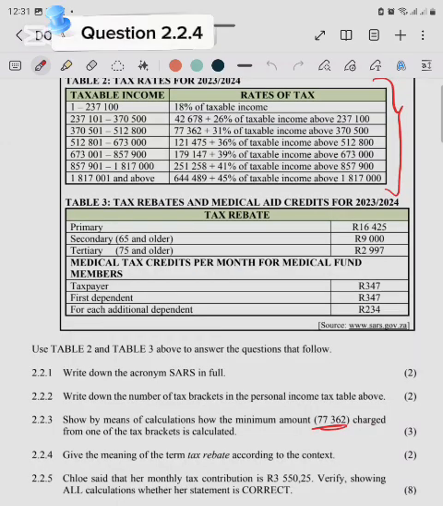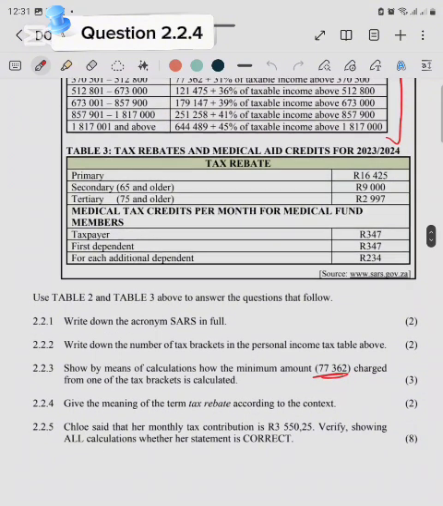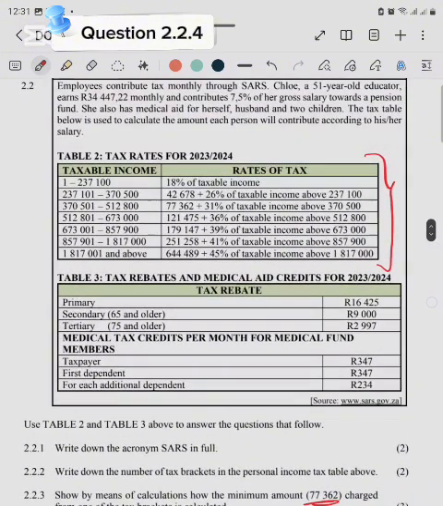The next question asks us to give the meaning of the term tax rebate according to the given context. So notice firstly, this phrase according to the given context is quite important. It means you have to make reference to the scenario they've given you. So in this case, the scenario was all about Chloe, the 51-year-old educator. So in your answer, you need to reference Chloe.